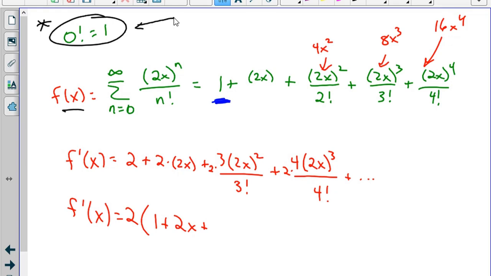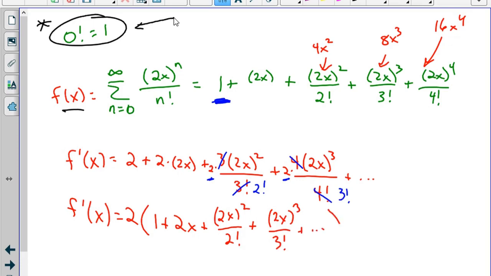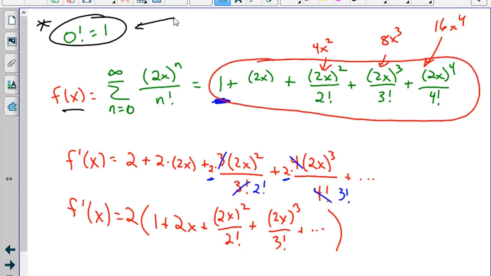So if I take a look at this, I factor out a 2 and I get 1 plus 2x plus, this part got factored out, and then 3 and 3 factorial. The 3 will cancel out and I end up with 2 factorial there. So I have 2x squared over 2 factorial. Notice the 2 got factored out, and then the 4 and 4 factorial will cancel, and I'll end up with 3 factorial. So I have 2x cubed over 3 factorial, and so on. And so basically what I end up with is the original function, except I have a 2 on the outside.